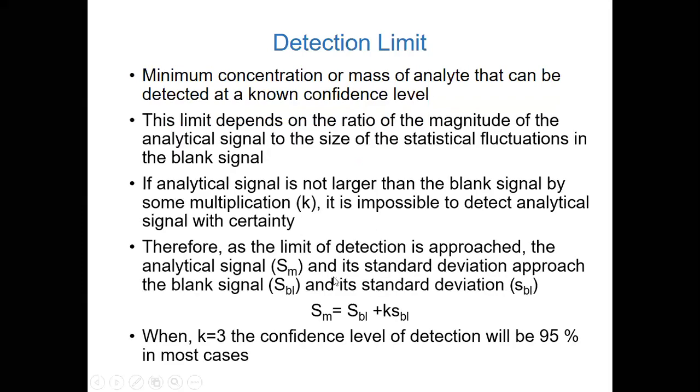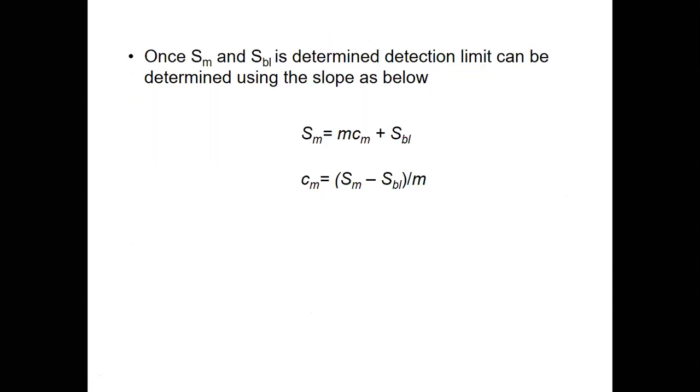Okay. See, this equation is important. When we need to know the detection limit, when we have to calculate the detection limit concentration, first we have to calculate the signal at the detection limit. To calculate it, we measure the signal of the blank and add K, that means 3 times the standard deviation of the blank, to the blank signal. Then it will give the analytical signal, right? Once SM and SBL are determined, the detection limit can be determined using the slope.